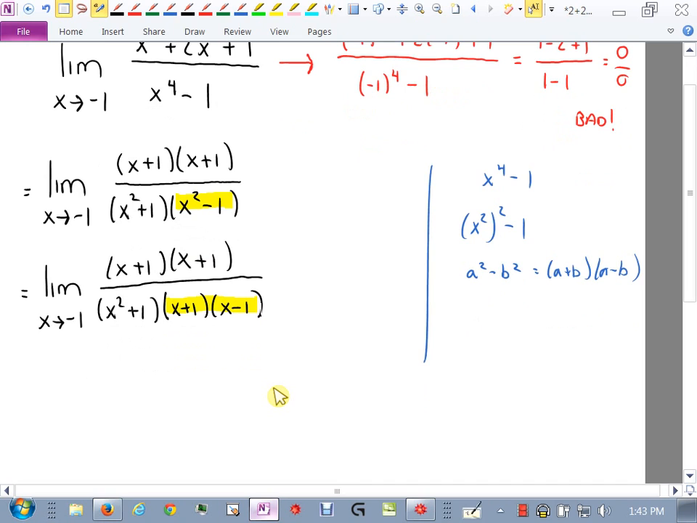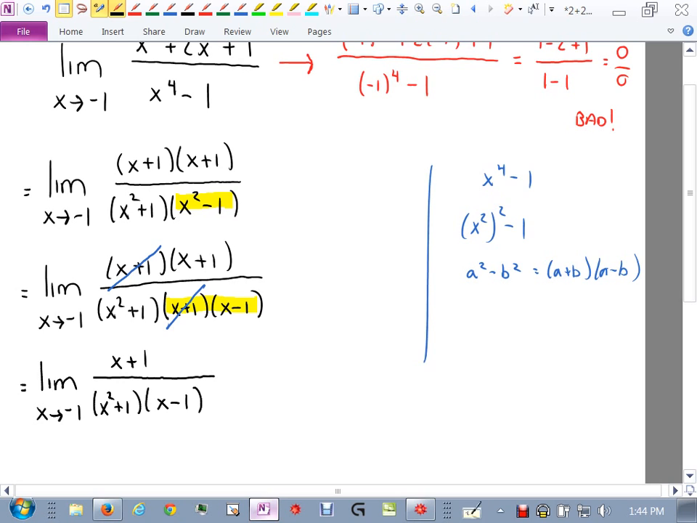Now can anything cancel? The x plus 1s. Now I can only cancel one of them, right? So there and there. And isn't that the piece that was causing the problem? Because when I was plugging -1 in there, -1 plus 1 was 0. So that should get rid of the problem. Let's see. I'm going to rewrite it. X plus 1 over x squared plus 1, and then what's still here? X minus 1.